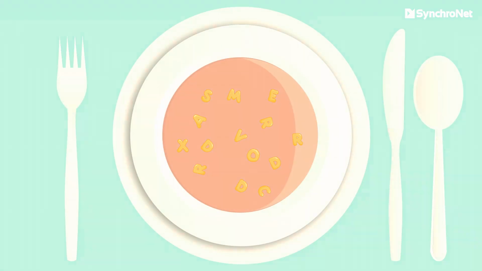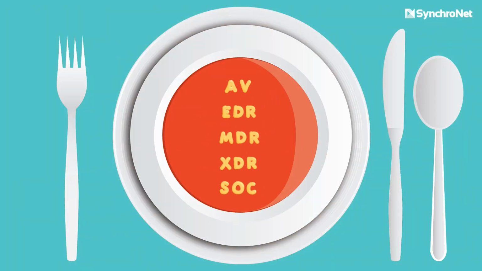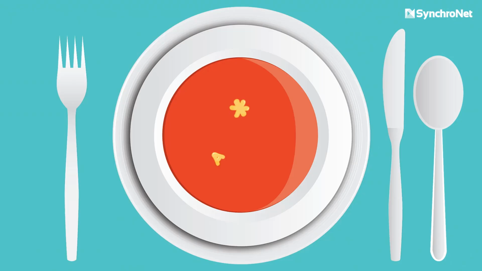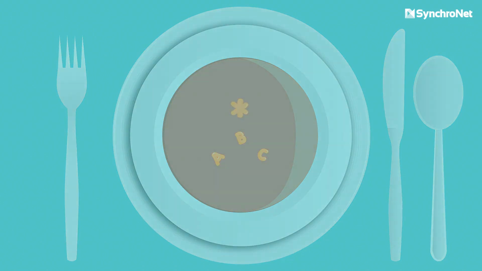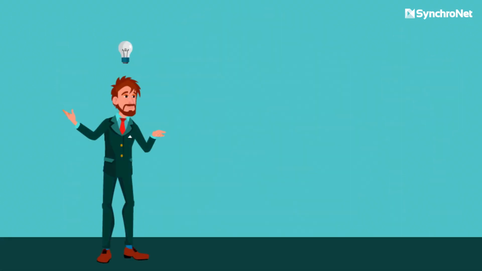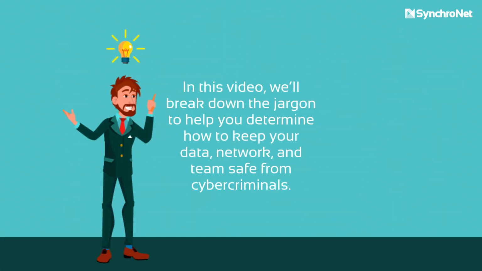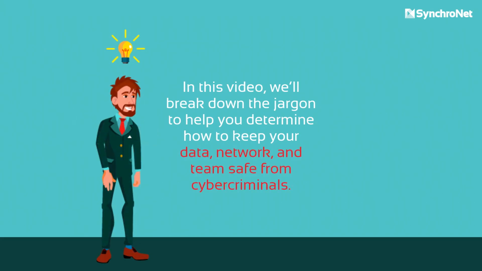AV, EDR, MDR, XDR, SOC. Whoa, what? In this alphabet stew of cybersecurity options, how do you know what you need to secure your endpoints? What are endpoints? And why do Twinkle Twinkle Little Star and the ABC song have the same melody? Well, we don't know the answer to that last question, but in this video, we'll break down the jargon to help you determine how to keep your data, network, and team safe from cyber criminals.